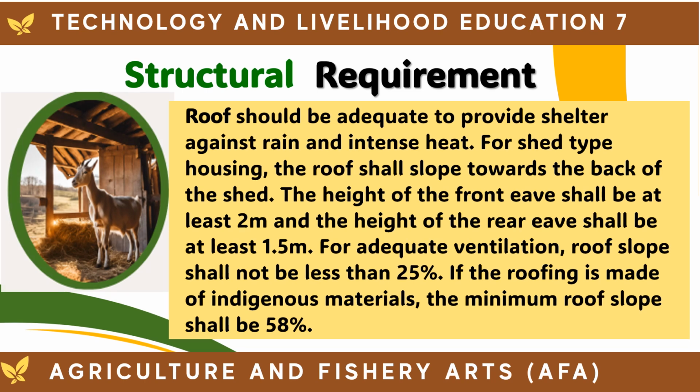The roof should be adequate to provide shelter against rain and intense heat. For shed-type housing, the roof shall slope towards the back of the shed. The height of the front eave shall be at least 2 m and the height of the rear eave shall be at least 1.5 m. For adequate ventilation, roof slope shall not be less than 25%. If the roofing is made of indigenous materials, the minimum roof slope shall be 58%.